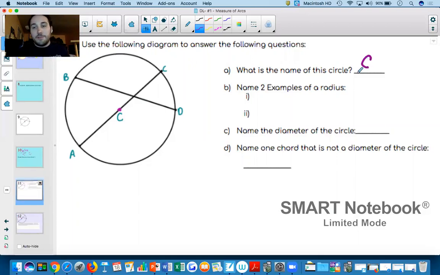All right, two examples of a radius. Now, a radius is a line segment that starts from the center of the circle and extends to the outside of the circle. So one example is C. Oh, that's so funny. I made a mistake. It should be A, B, C, D. We're going to make this E.